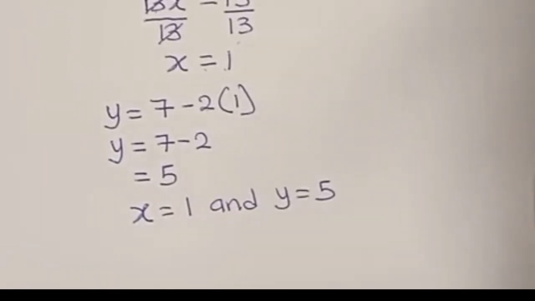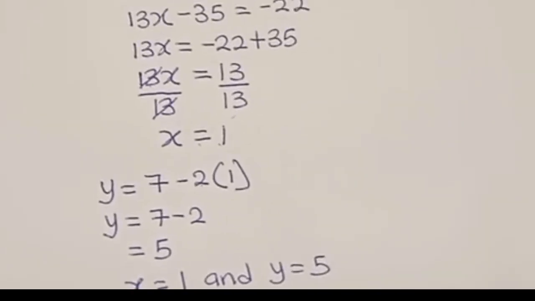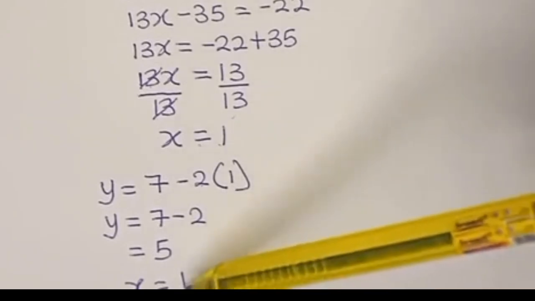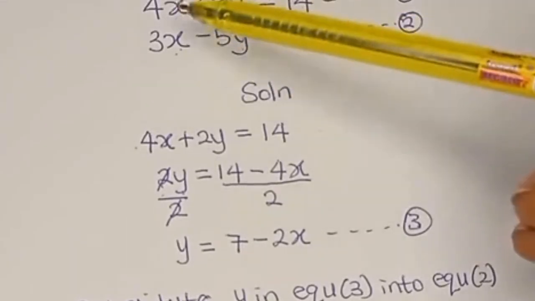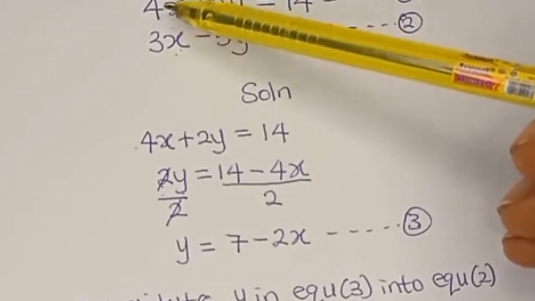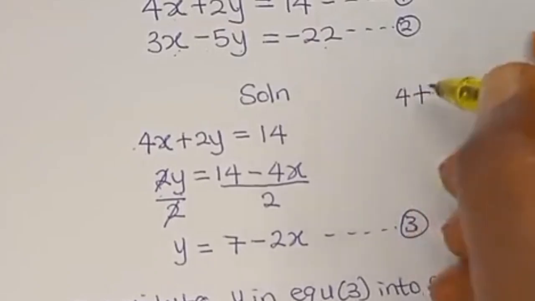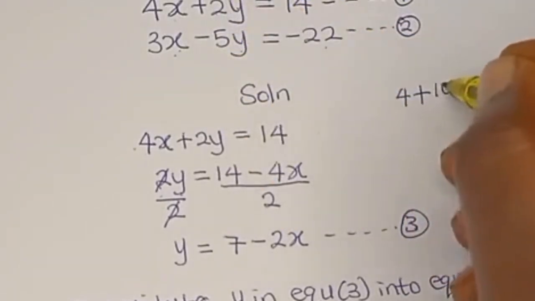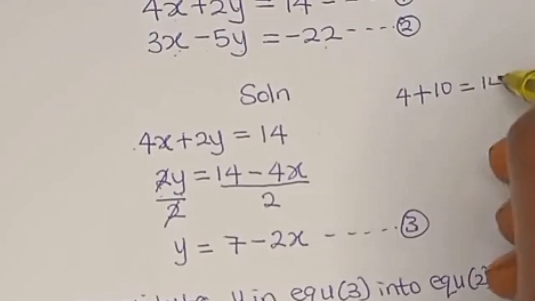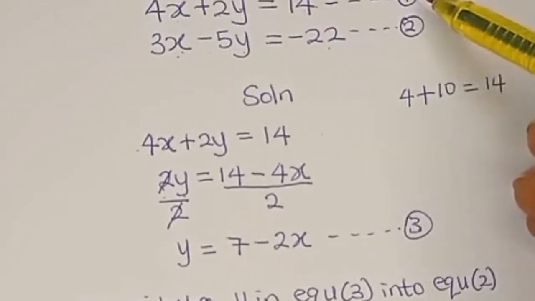Very simple. But how do we know we have the correct answer? In order to know that our answer is correct, all we need to do is go back to these two equations. Wherever we see x, we put 1, and wherever we see y, we put 5. So let's see. x is equal to 1. So 4 multiplied by 1 will give us 4. So we have 4 plus 2y, y is equal to 5. 2 multiplied by 5 is going to give us 10. So this is equal to 14. And we have 14 on the right. That means for equation 1, our answer is correct.